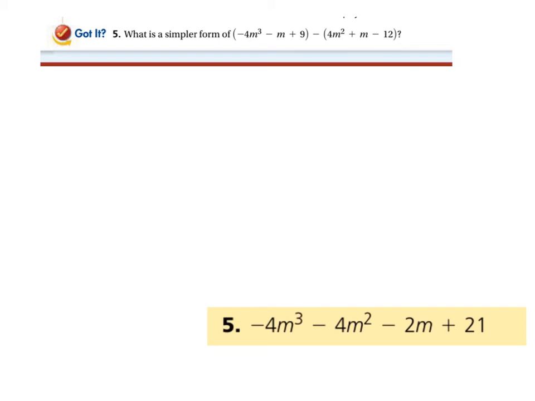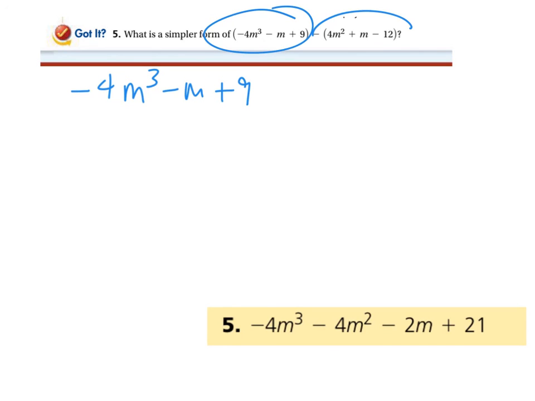Similar story on this one. I'm going to line them up here. Negative 4m cubed minus m plus 9. And then we're going to run this negative 1 through here. I'm going to switch colors. Oh, you know what? I'm missing one here. I should have left a space in this one. I wasn't really paying attention. There was 0x squared there. So I'm going to rewrite that.